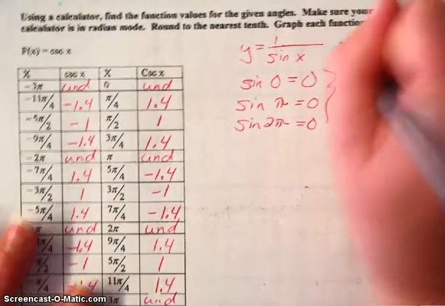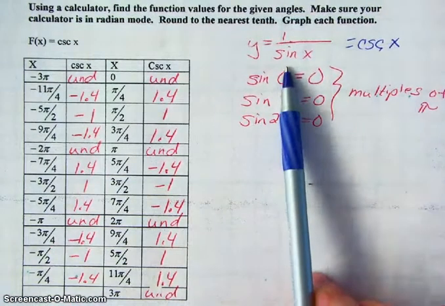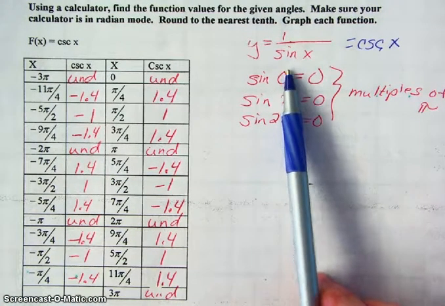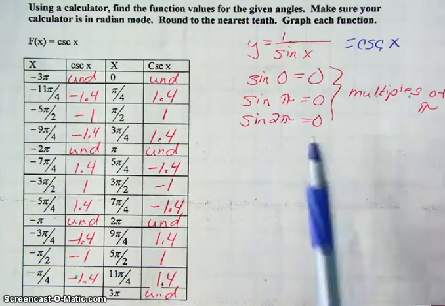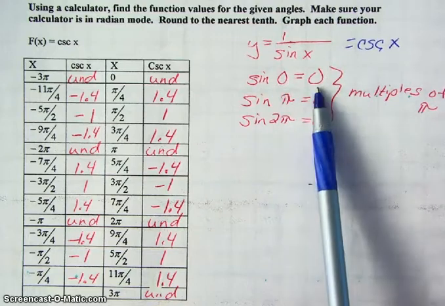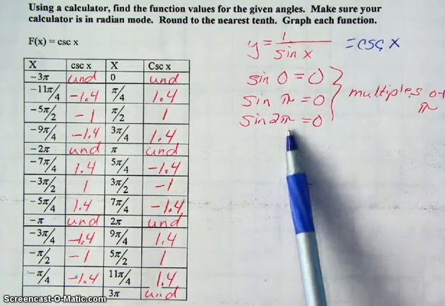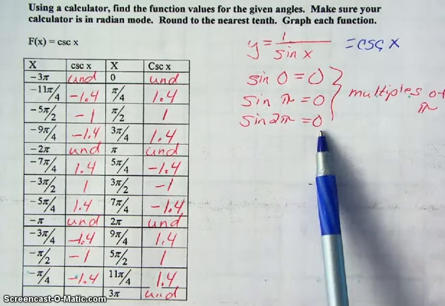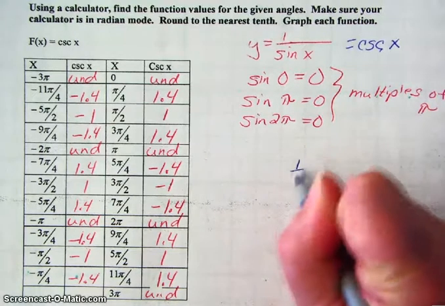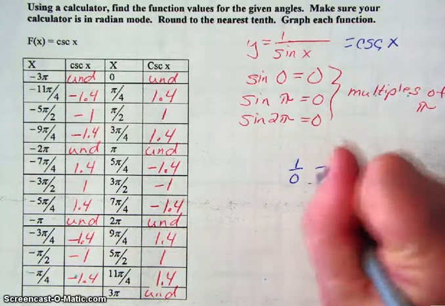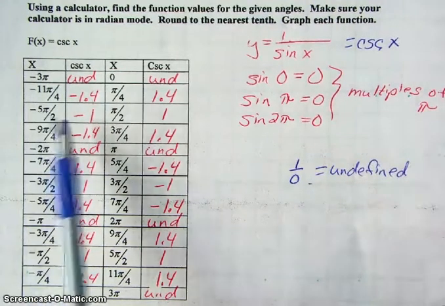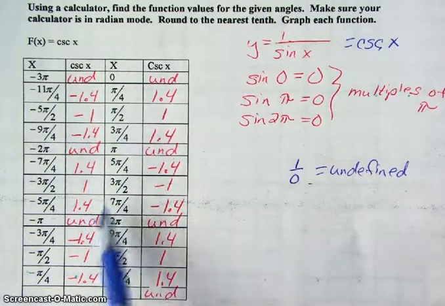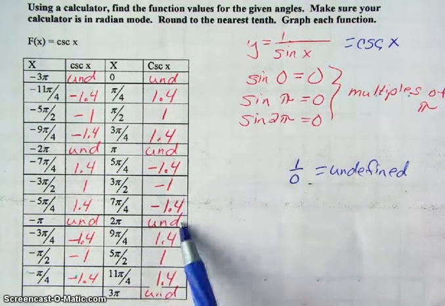Cosecant is the reciprocal of sine. So if you want to put this in your calculator, you're putting 1 divided by sine and then whatever the angle is. Now, if the value of sine at these multiples of pi is 0, the reciprocal of 0 is 1 over 0, which is undefined. So at every multiple of pi, you're going to have an undefined.